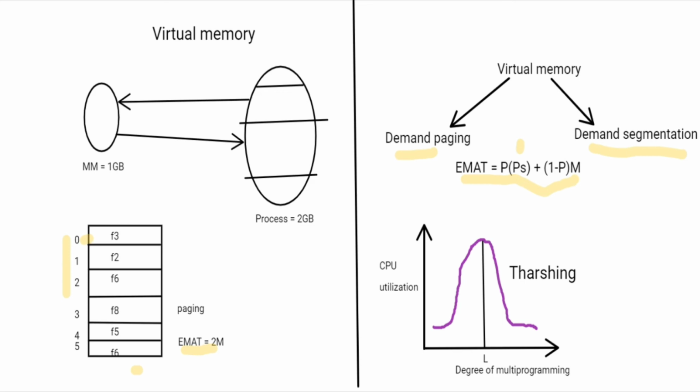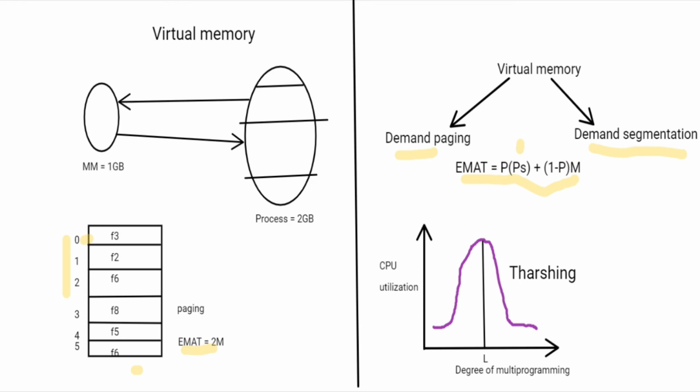Another big advantage is that it increases the degree of multiprogramming. What this means is that bringing more processes from secondary memory to the main memory increases the degree of multiprogramming, so that the CPU is always busy executing one process or the other. Now let's see what thrashing is.